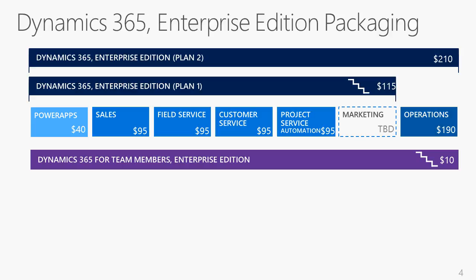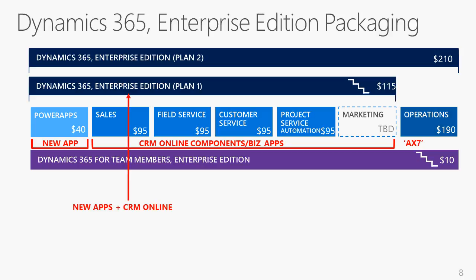So let me build out what I've got to show you right here. There's a new app, or new service, within Dynamics 365 called Power Apps. Then basically all the CRM Online components that you're familiar with from before November 1st are included inside the Enterprise Edition Plan 1. And essentially, Operations is AX7. So if you're using Dynamics AX7, then you're probably already familiar with that. We just rebranded some of this stuff and put it together.